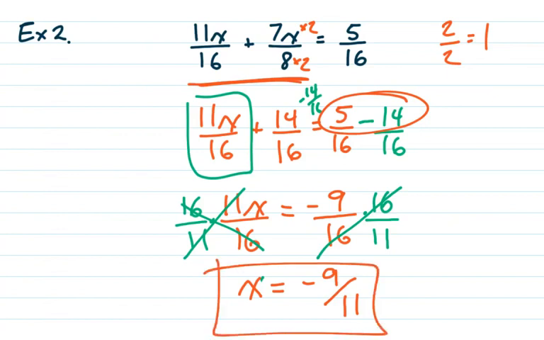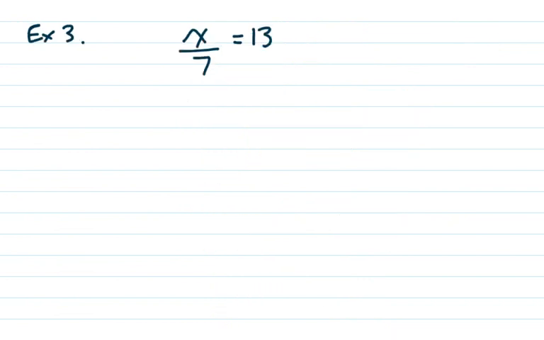Okay, on to the next example. It's a quick one. I have x divided by 7 is equal to 13. This is a one-step problem. I know that x is being divided by 7, so I'm going to multiply both sides by 7. That cancels out, and I get x is equal to 13 times 7. Well, 7 times 10 is 70, and 7 times 3 is 21. So this is 91.